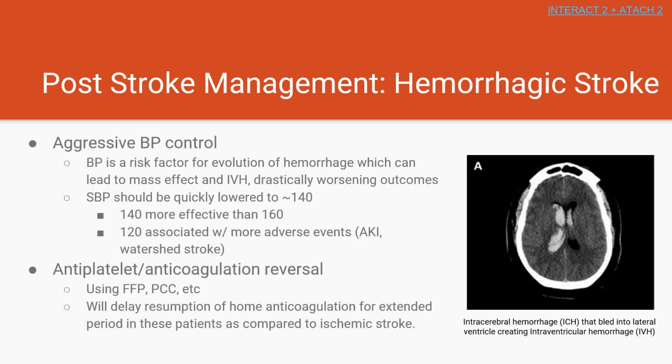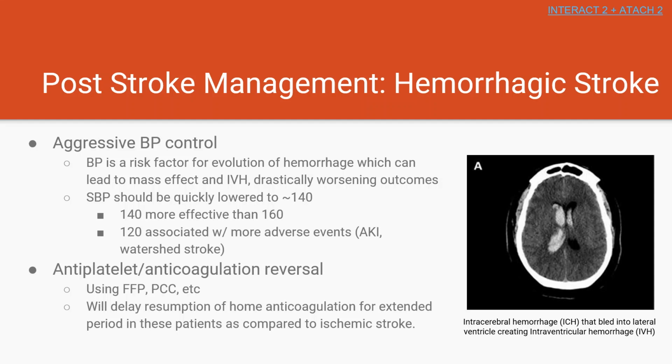And speaking of bleeds, hemorrhagic strokes are managed differently than ischemic strokes. Again, the most important thing to understand here is blood pressure control. By aggressively lowering blood pressure, we reduce the risk of hemorrhage spreading within the brain, which is the main cause of morbidity and mortality. Our goal here is a systolic blood pressure of 140.